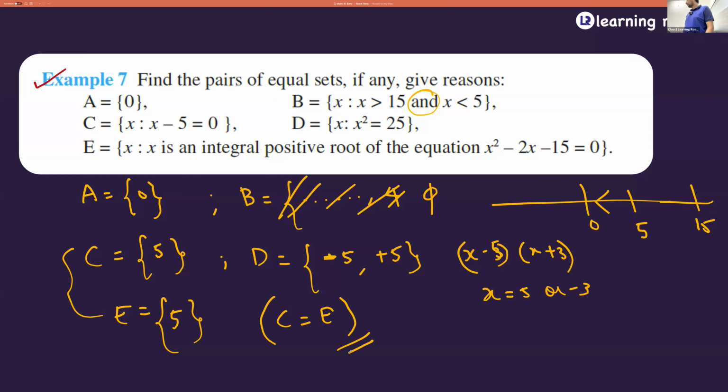I hope it is clear. For your understanding, at the bottom you need to write set C is equal to set E, or you can just put capital C is equal to capital E, it is understood.